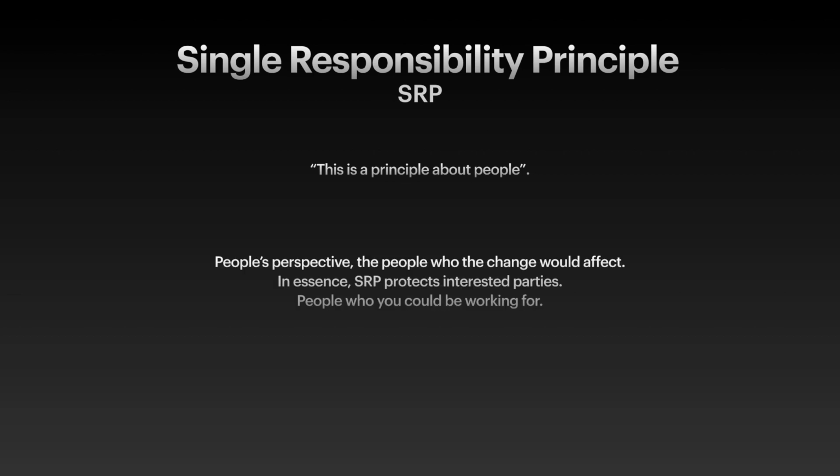Uncle Bob has said that this is a principle about people. What that means is that a reason to change would be reflected better if we looked at it from the people's perspective, the people who the change would affect. If you can imagine, say, a single change in the class affecting 2 different people or groups of people in your company, then this class would violate the single responsibility principle. In essence, this principle protects the interested parties, the stakeholders, the people who you could be working for.